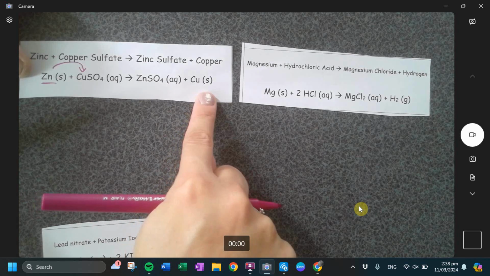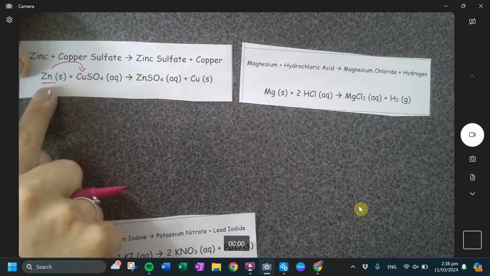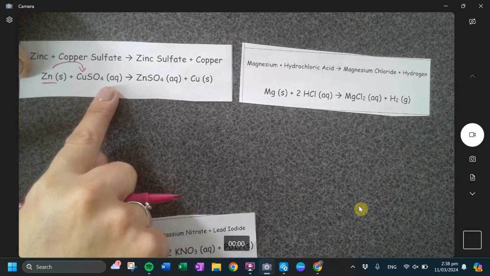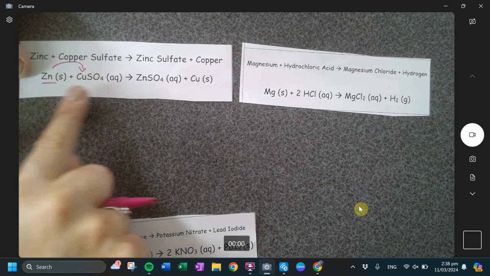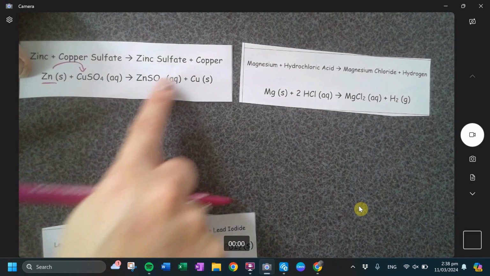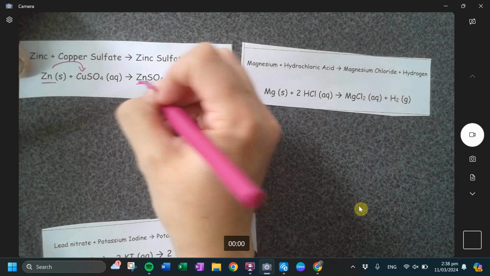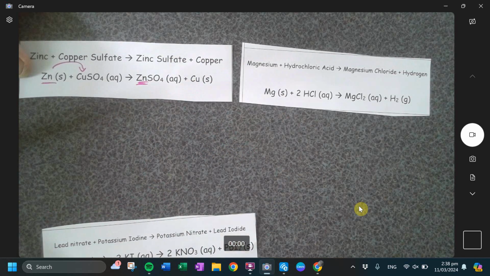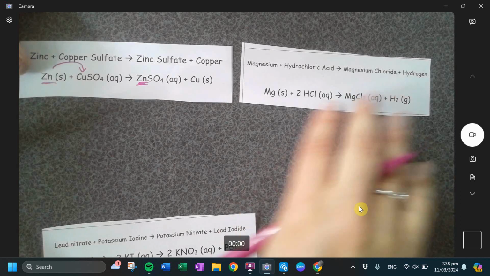So it's displaced it. Okay. We have zinc, we have copper sulfate. This zinc has replaced the copper in the copper sulfate. So now we have zinc sulfate. So this is where my zinc is now, and then my copper's been bumped out. Displaced. Displacement. That's our displacement reaction.